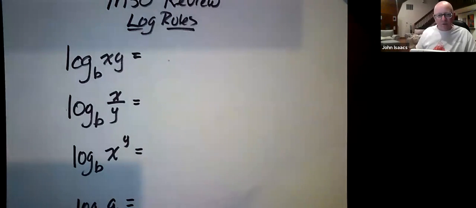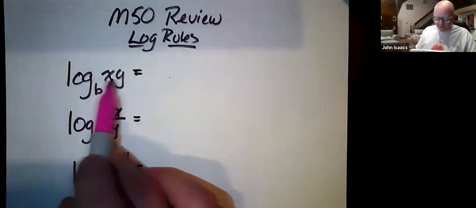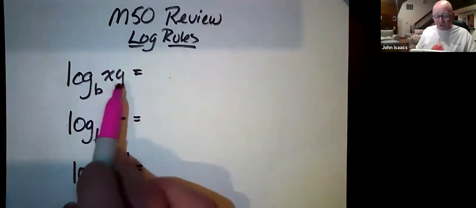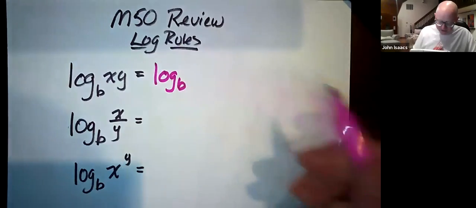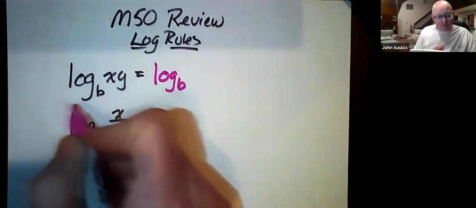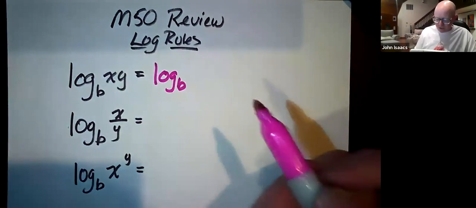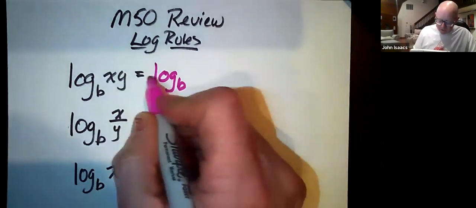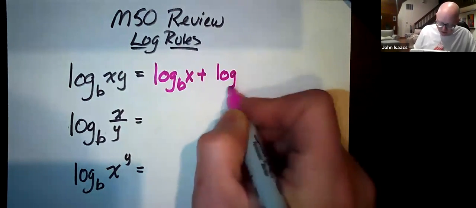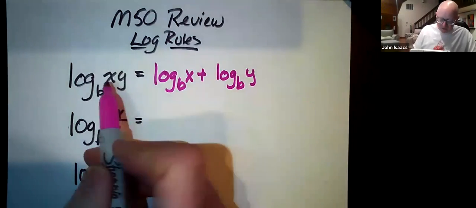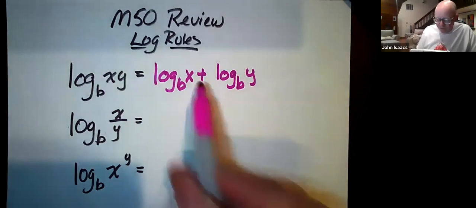All right. So log rules for Math 50. If you have two things in the argument being multiplied, you can split this up into two logs. Base stays the same. So if this was ln, in other words, log base e, we'd still have ln over here. Same thing would apply. So we have log base b of x plus log base b of y. So if we have multiplication inside the argument, we can split it up into two logs with a plus sign.